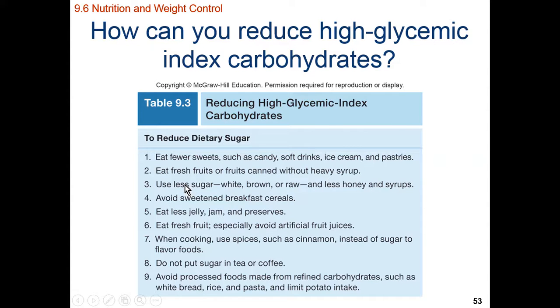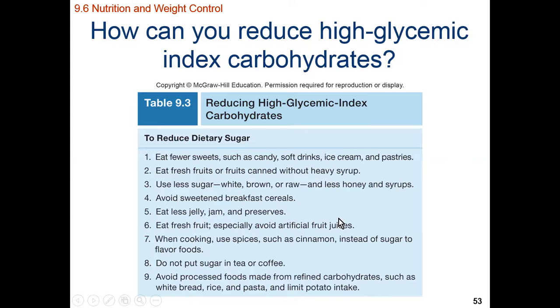Most people find that even if you are still doing your baking or your cooking and you cut the amount of sugar in half that you add to the recipe, it can still taste really good. Sweetened breakfast cereals, generally speaking, have very high amounts of refined sugars and very high amounts of simple sugars in them. Focus less on jelly, jams, and preserves, and focus more on fresh fruits.